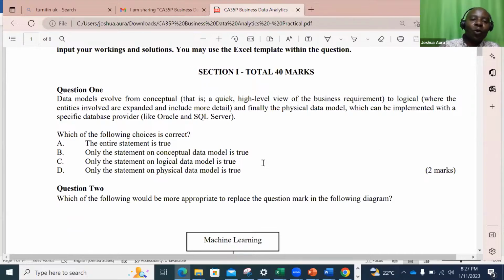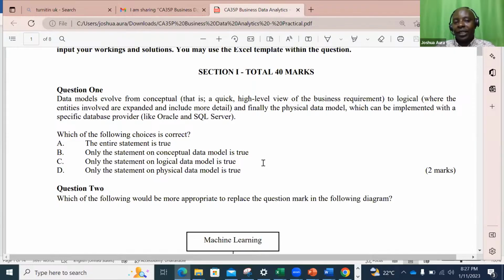Data models evolve from conceptual. A data model, for example, if you want to make use of the population statistics in Kenya, which is divided into various demographics. We have women, men, the youth, the disabled, various categories. So for you to make use of this kind of population model to do predictions, like how many Kenyans will we be having in the year, say, 2040, of course, you'll have to look at the population growth patterns, etc.